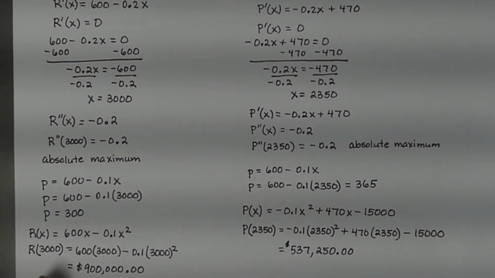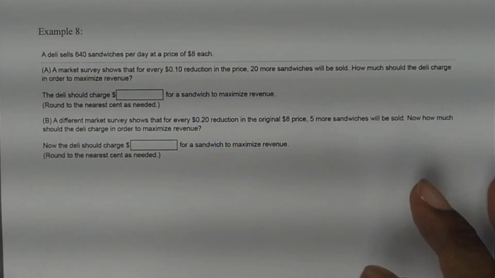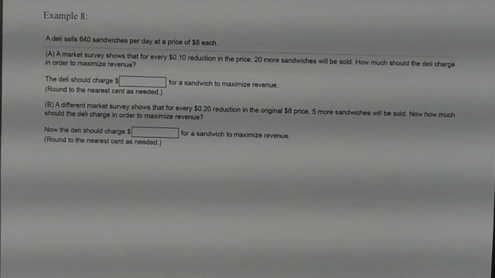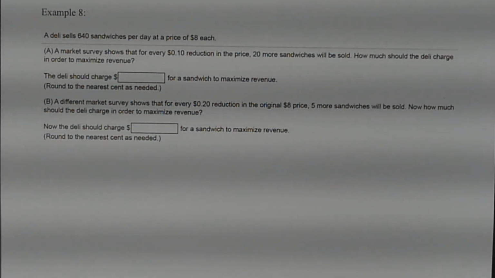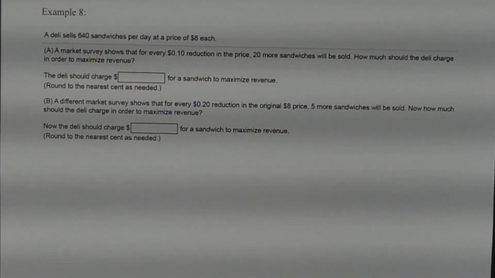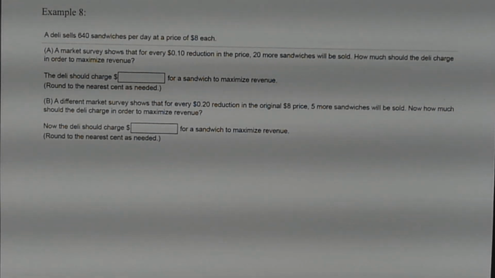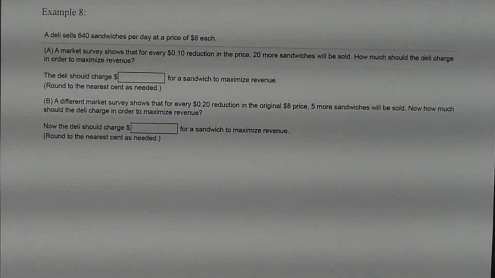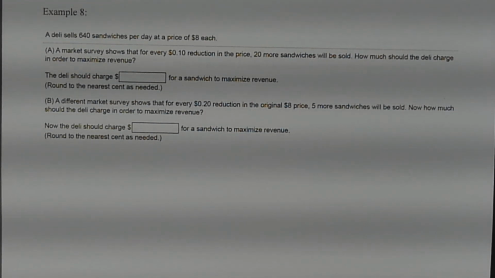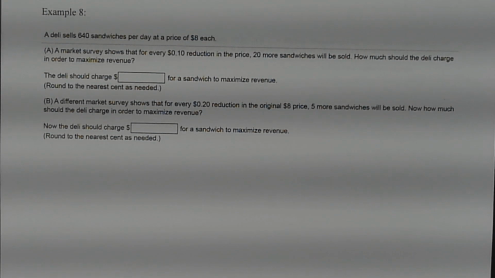Okay, let's look at example 8. It says here a deli sells 640 sandwiches per day at a price of $8 each. And here's a two-part question. In part A, a market survey shows that for every 10-cent reduction in the price, 20 more sandwiches will be sold. How much should the deli charge in order to maximize revenue? All right, we'll start with that, and then we'll go into part B.